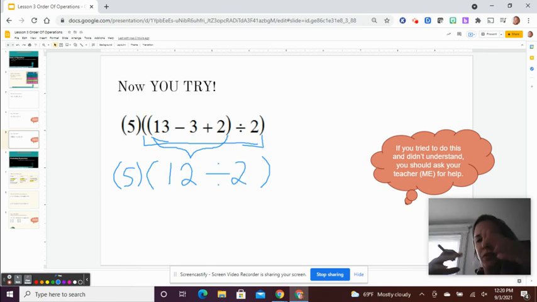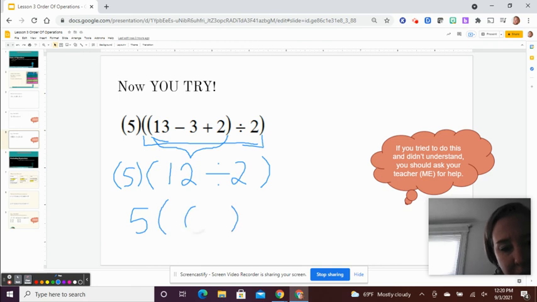Okay, so we got rid of our first grouping symbol. And now it's going to just be 5. 12 divided by 2 is 6. Final answer. Hopefully that's what you got. If not, let's see where I can help you.